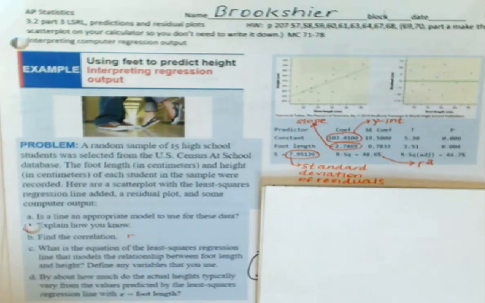We are in section 3.2. This is part 3, and we will be talking about computer regression output today and how to calculate the least squared regression line using summary statistics and some correlation and regression wisdom. So the first thing we're going to talk about is interpreting computer regression output.